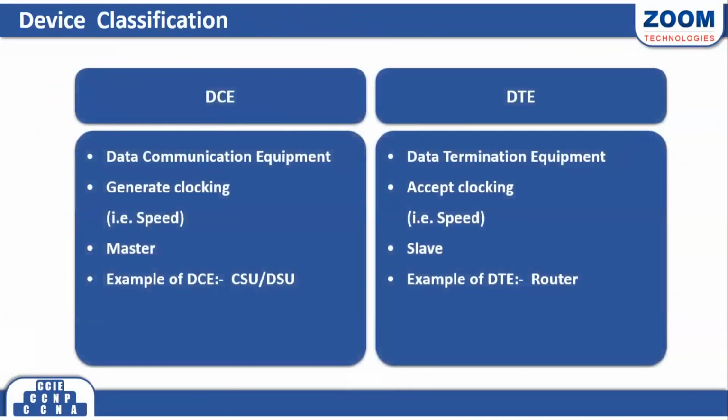It's a device classification: DCE and DTE. Data communication equipment generates clocking. Clocking is nothing but speed; it is the master. Data termination equipment accepts clocking, nothing but speed; it is the slave. Customer router.